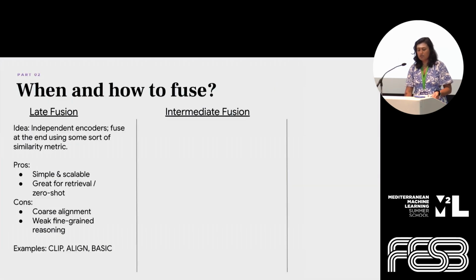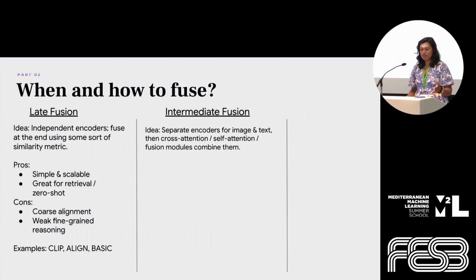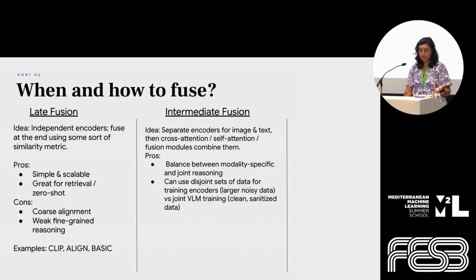The next type is intermediate fusion. Somewhere in the middle, you have separate encoders for image and text, but then you have some amount of cross-attention, self-attention, or some fusion modules to put them together. The pros of this approach are that it's a balance between modality-specific and joint reasoning. You can also use disjoint sets of data for training the encoders versus the joint training.